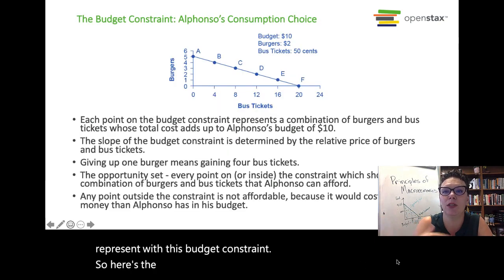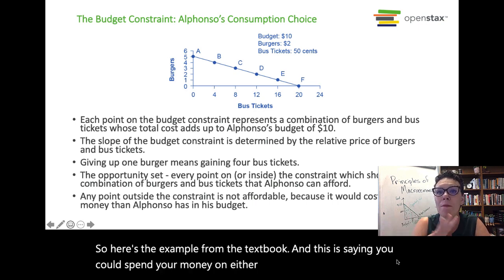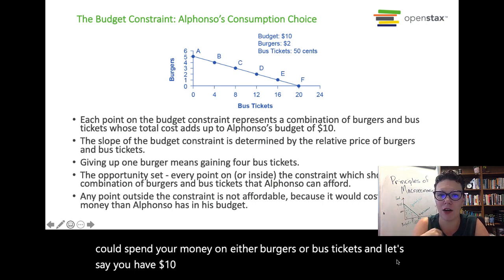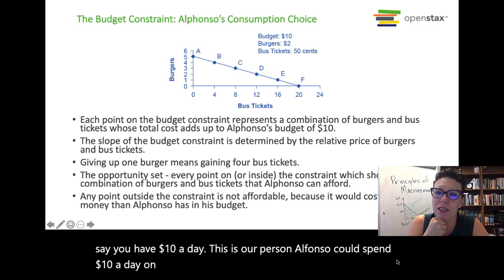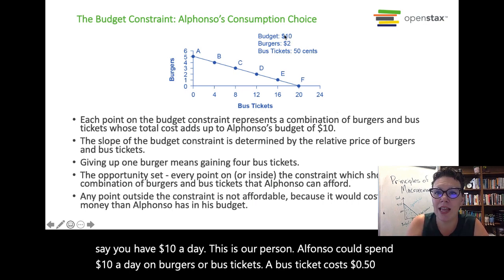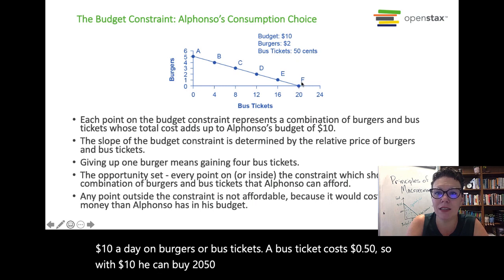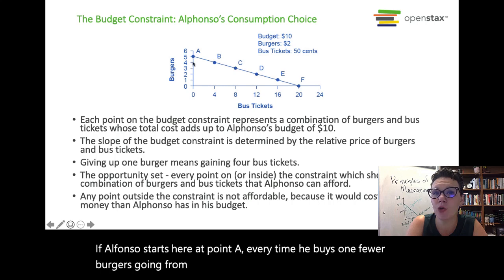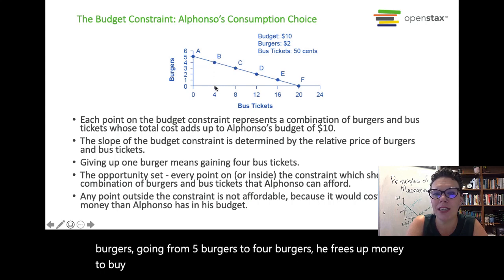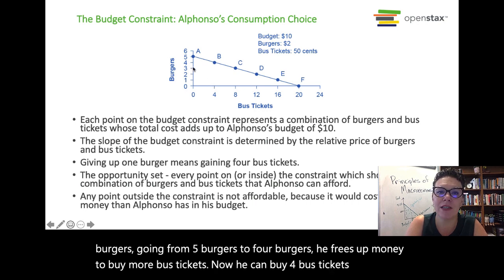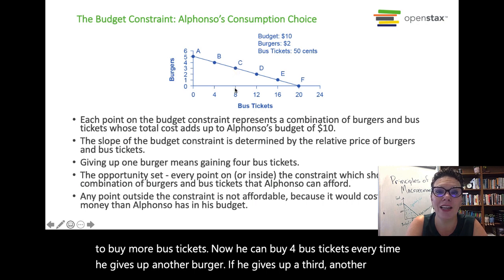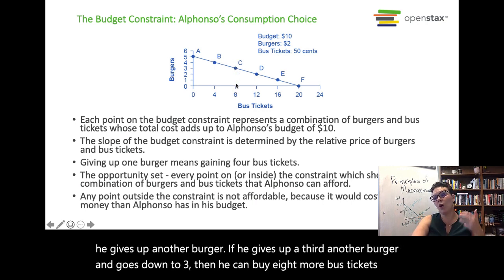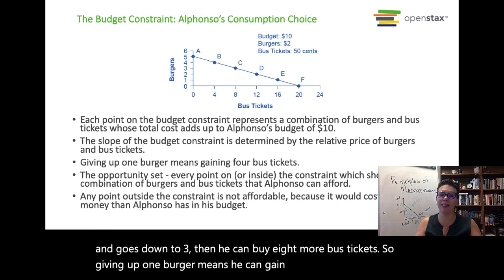So here's the example from the textbook, and this is saying you can spend your money on either burgers or bus tickets. And let's say you have $10 a day. This is our person, Alfonso, who could spend $10 a day on burgers or bus tickets. A bus ticket costs 50 cents. So with $10, he can buy 20 50-cent bus tickets, or he can buy 5 $2 burgers. If Alfonso starts here at point A, every time he buys one fewer burger, going from 5 burgers to 4 burgers, he frees up money to buy more bus tickets. Now he can buy 4 bus tickets. Every time he gives up another burger, if he goes down to 3, then he can buy 8 more bus tickets. So giving up 1 burger means he can gain 4 bus tickets and vice versa.